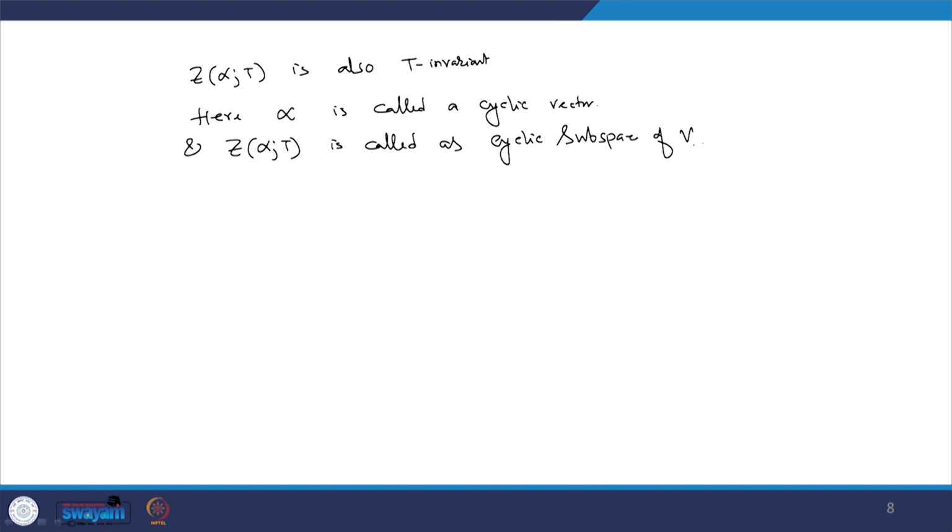So, now let me write down one nice result where this concept of cyclic subspace has been used and how the space is decomposed as a sum of cyclic subspaces.